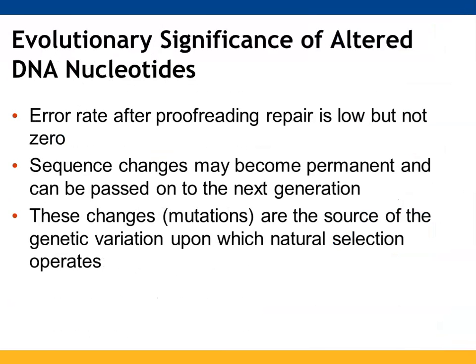So with these altered DNA nucleotides, the error rate once you have proofreading take place is pretty low, but it is not zero. And because this DNA, especially as a result of what's found in your gametes, gets passed on to your offspring, those sequence changes can be permanent. So mutations are the source of genetic variation that allows natural selection to operate.